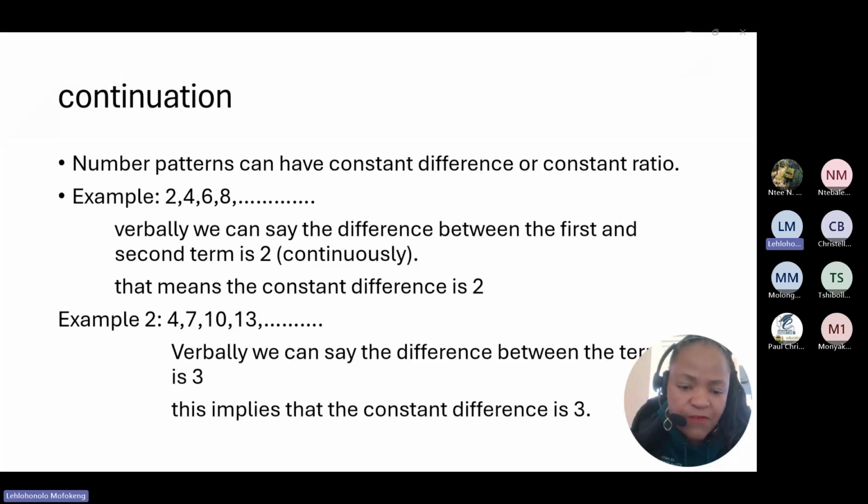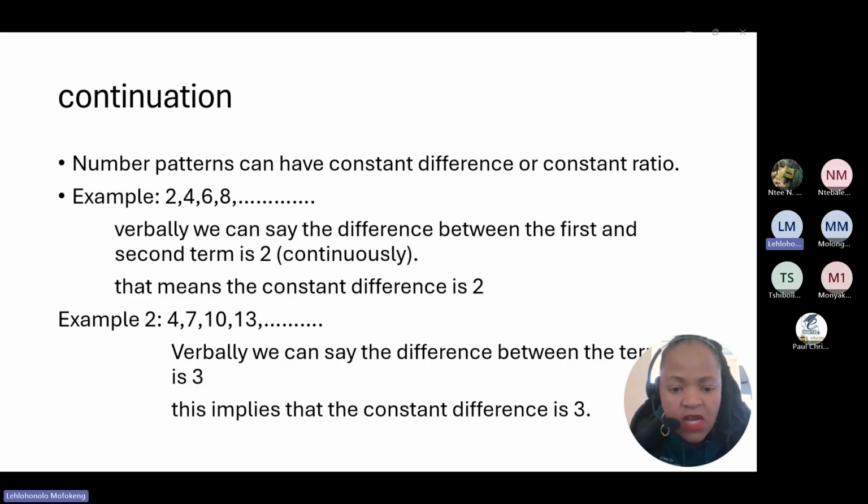You can see when you say 4 minus 2, you get 2; 6 minus 4, you get 2; 8 minus 6, you get 2. Or even when you say 2 plus 2, you get 4; 4 plus 2, you get 6; 6 plus 2, you get 8. So our constant difference here is 2. Verbally you can say the difference between the first and the second term is 2 continuously. Then you can conclude that the constant difference is 2.